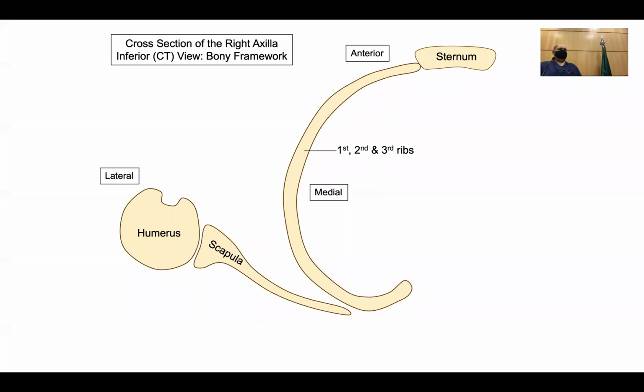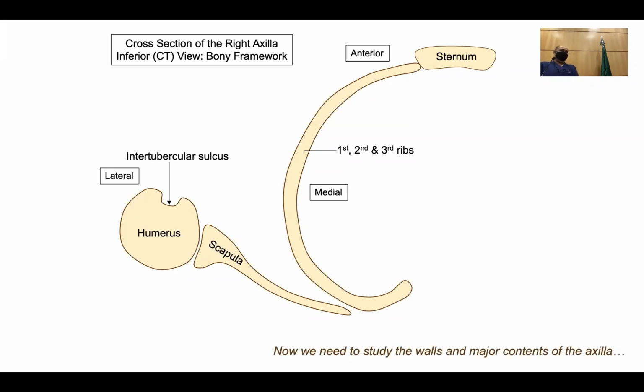It could be any number. Let's not get into this detail, 1 or 2 or 3 or 4 or 5. Just say ribs, period. And then this is the groove on the upper end of the humerus you must have seen in the labs. We call it intertubercular sulcus, bicipital groove, so many names for that. We are good with that. So now let's begin.